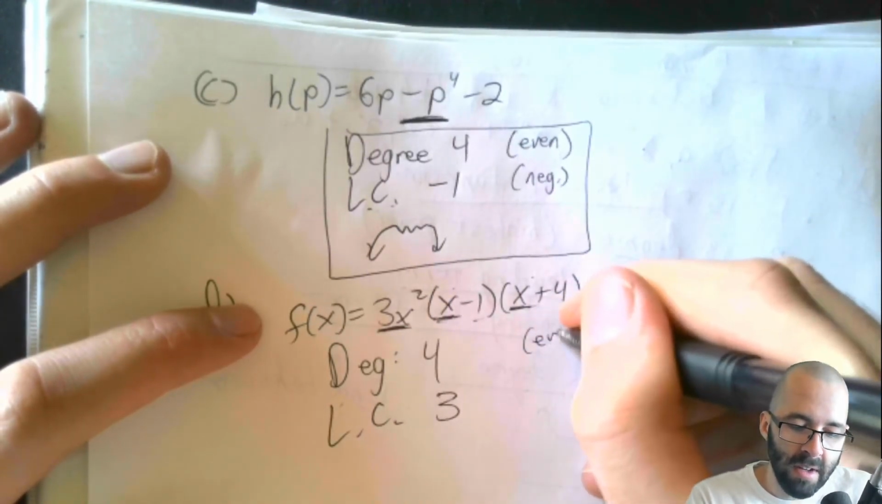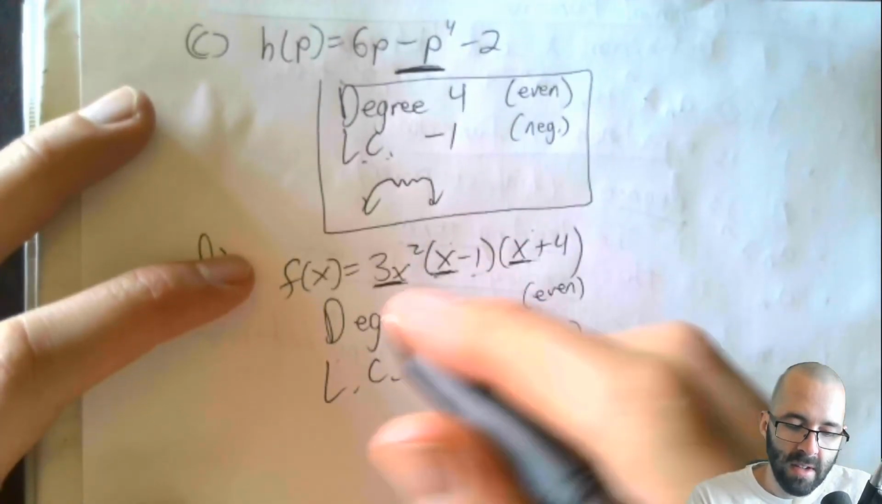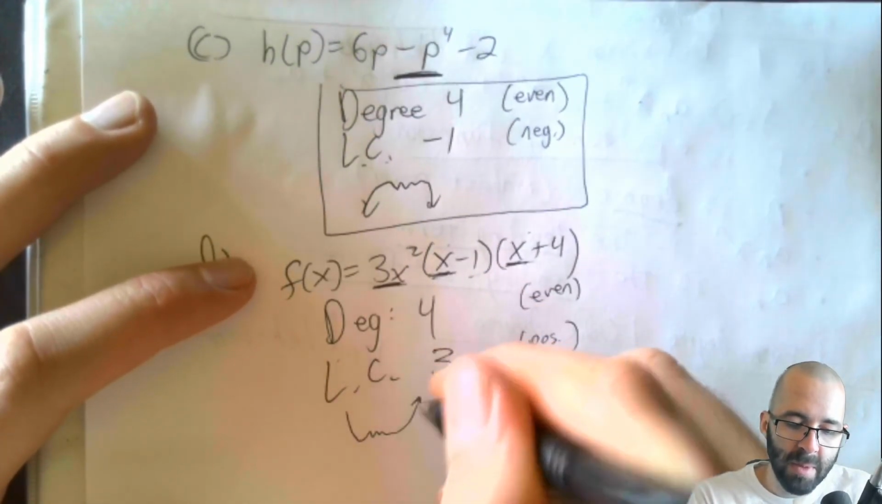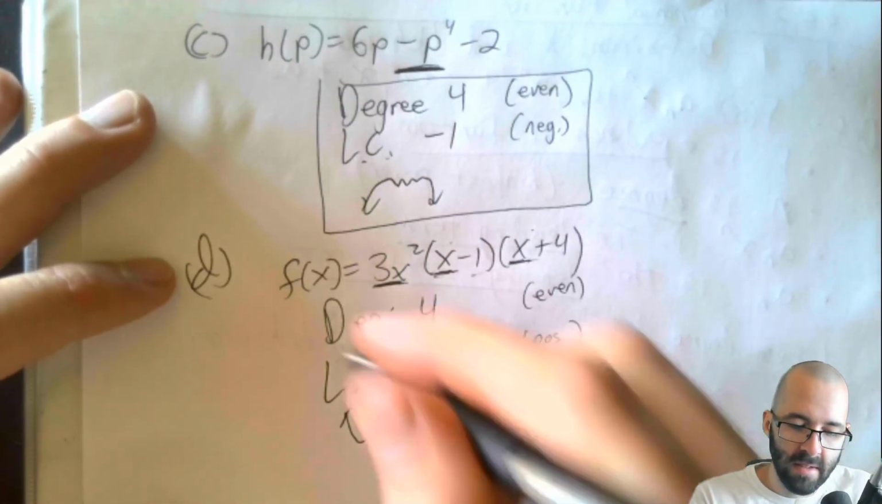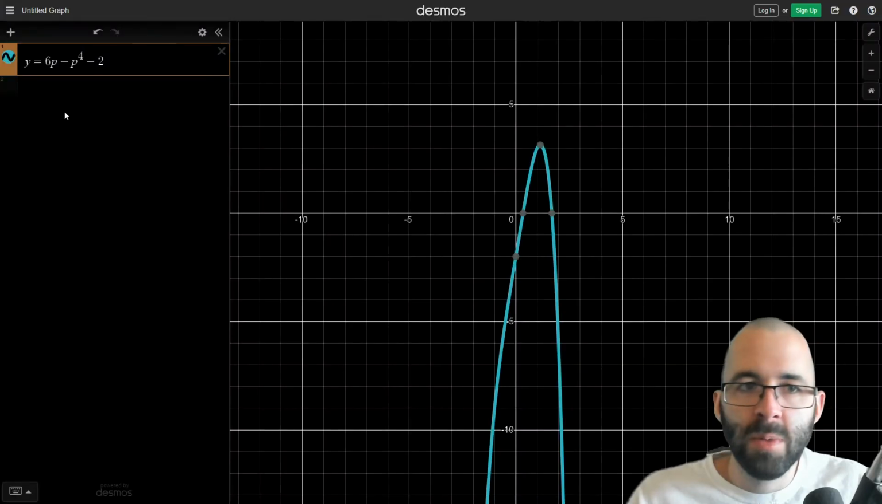So we have an even degree. We have a positive leading coefficient. So it's going to look kind of like an upwards parabola, like that. Let's see if we're right. Is the end behavior like an upwards parabola?